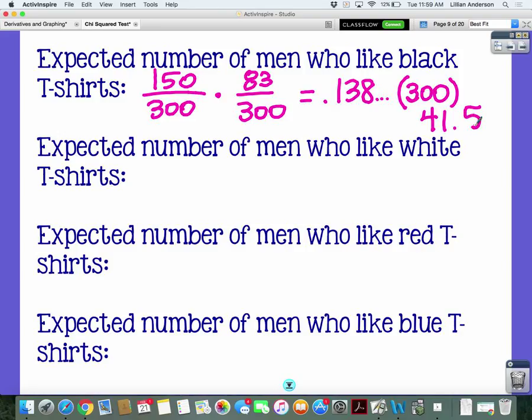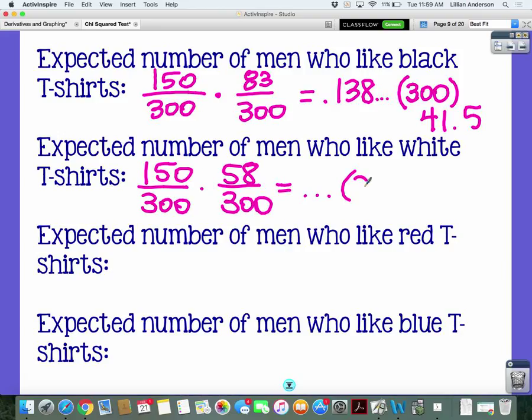Let's figure out the number of men who like white shirts. So we take the probability that you pick a man. What's that fraction? 150 out of 300. And then you have to multiply by the probability that this person likes a white shirt. How many people like white shirts? 58 out of how many? 300. By multiplying these together, we'll figure out the probability of men who like white shirts. Once we figure out what that number is, we'll multiply it by 300 to figure out exactly how many men like white shirts. So go ahead and do this in your calculator.